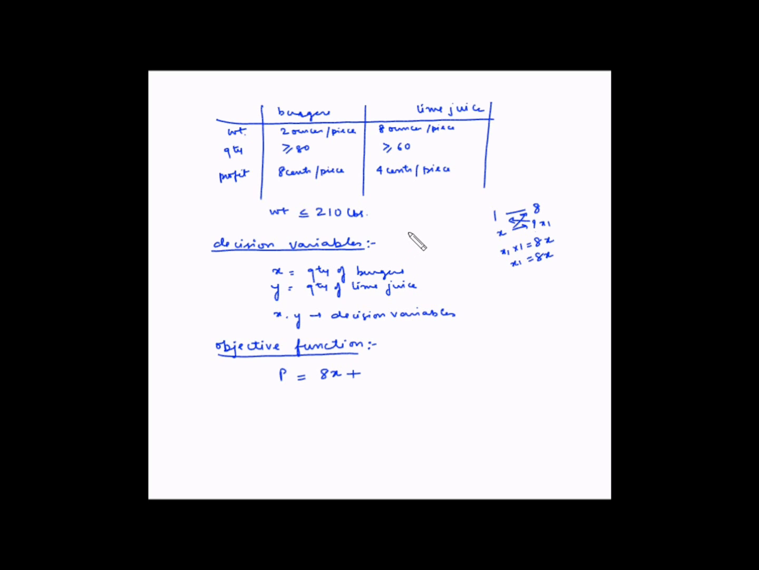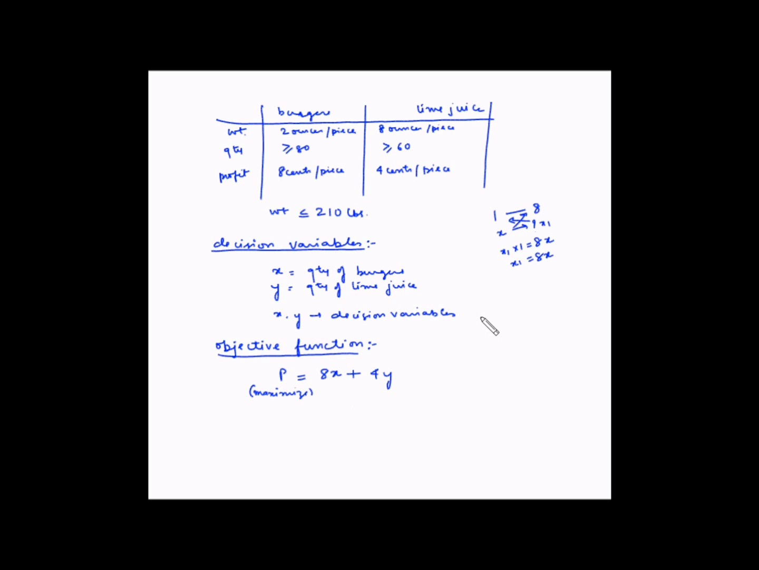now the profit for lime juice for each piece is 4 cents, and we have assumed a quantity of y for lime juice. So with the same logic that we did for the burgers, the profit for y quantity of lime juice would be 4 times y, and here we have to maximize profit, so we have to maximize P. So our objective function becomes P is equal to 8x plus 4y.